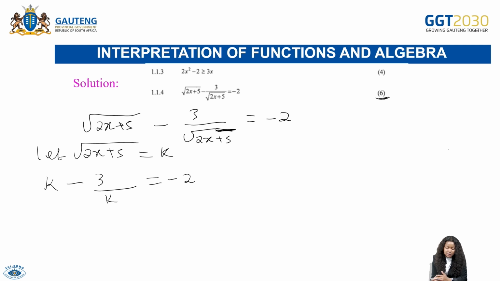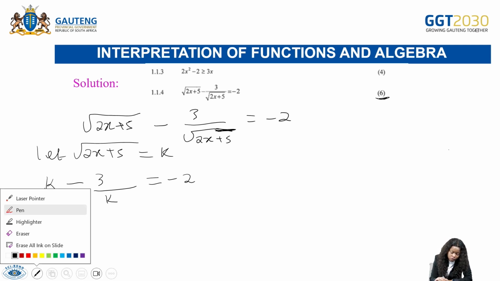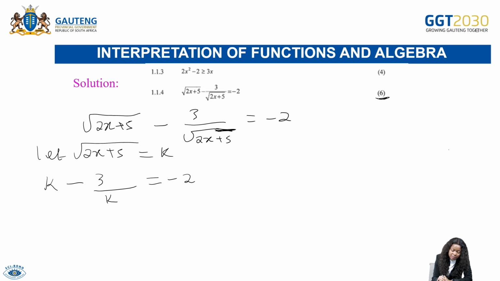Or you can just use the scissor method. I prefer the scissor method. So with the scissor method, you multiply the k with k. This one is over 1, so you multiply k with 1. Then you multiply 1 with the negative 3. So let's do that.